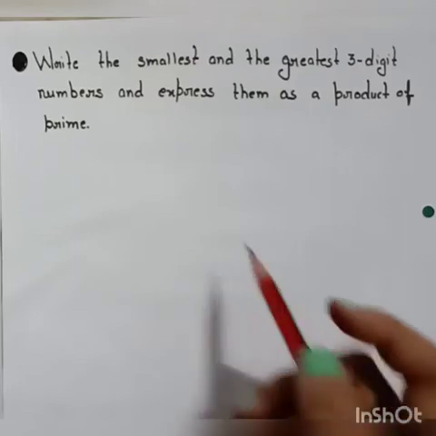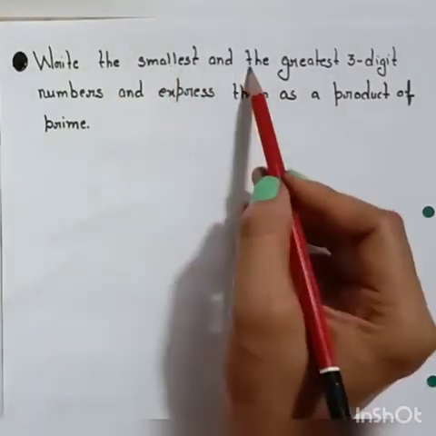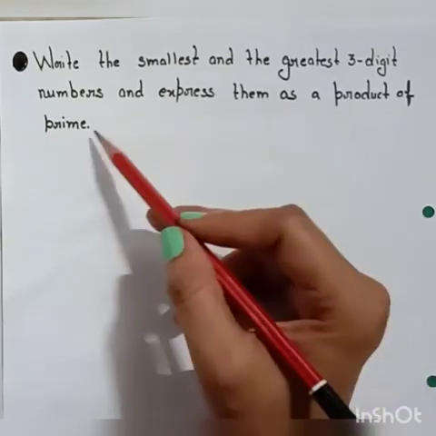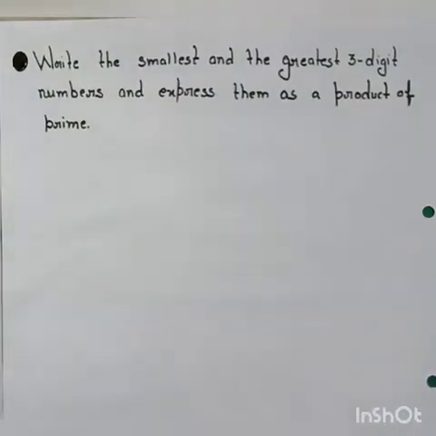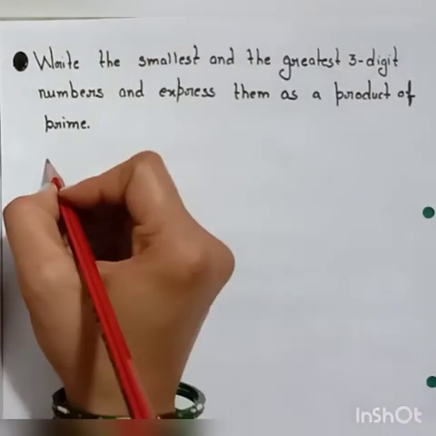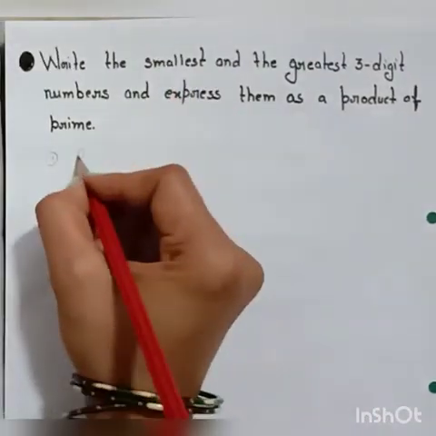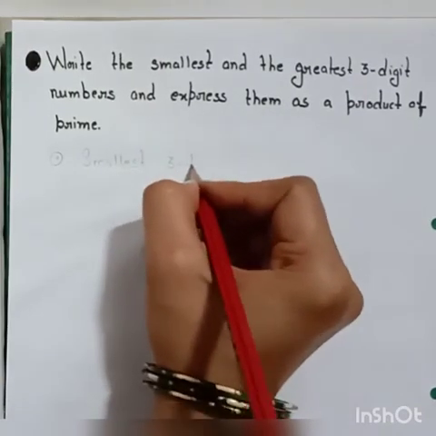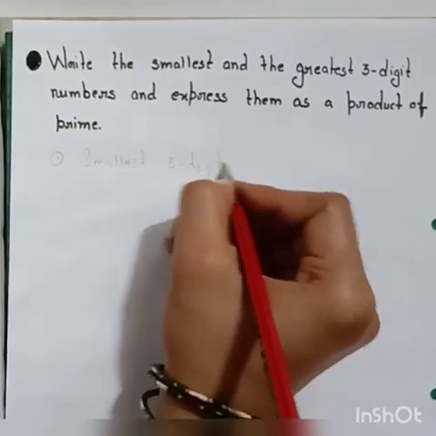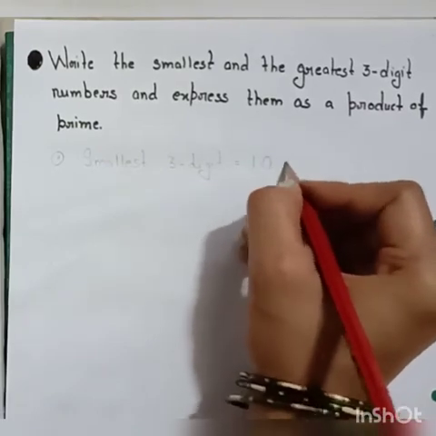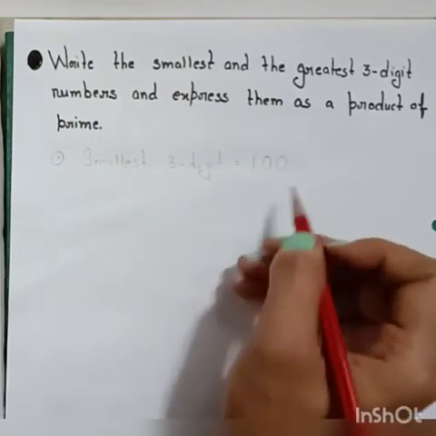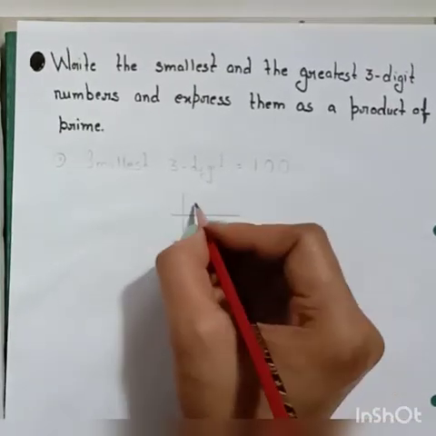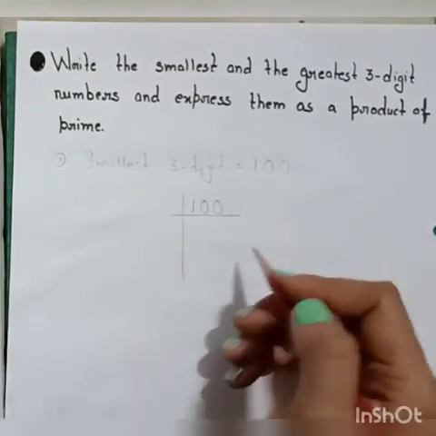Your first question is: write the smallest and the greatest 3-digit numbers and express them as the product of primes. First we will go with the smallest. What is the smallest 3-digit number? The smallest 3-digit number is 100. So I will write here 100. Now you have to do prime factorization, so you will make a box like this and write 100 over here.